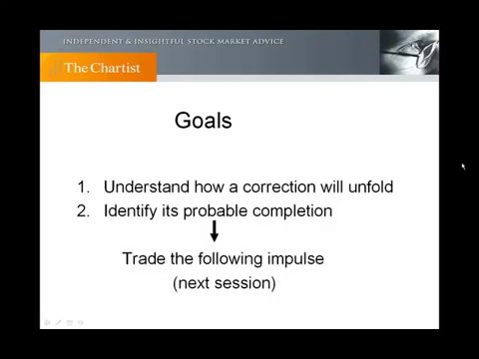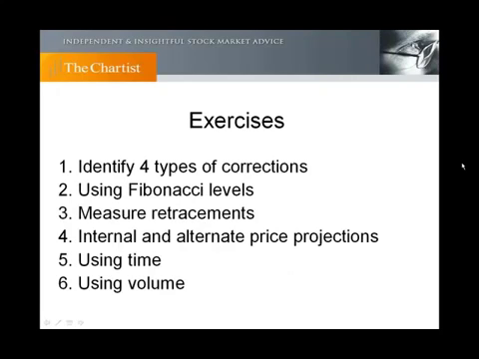So tonight our goals are to look at corrections, understand how it will unfold. We're going to be looking at 4 different kinds of corrections. We want to try and identify its probable completion. When do we label an impulse move as a major degree wave 1 versus an intermediate or smaller degree wave 1? Well, that would depend on the size of the wave compared to the prior wave.